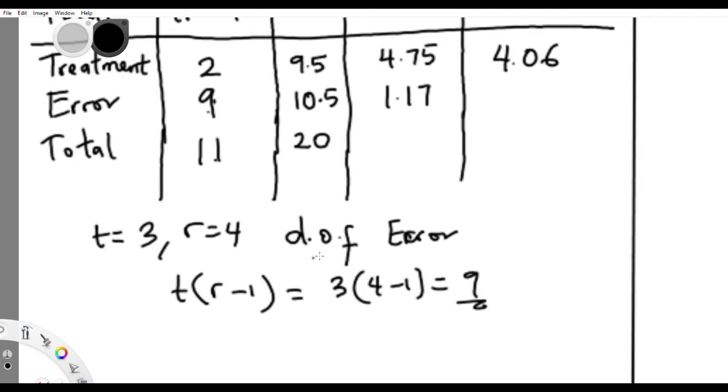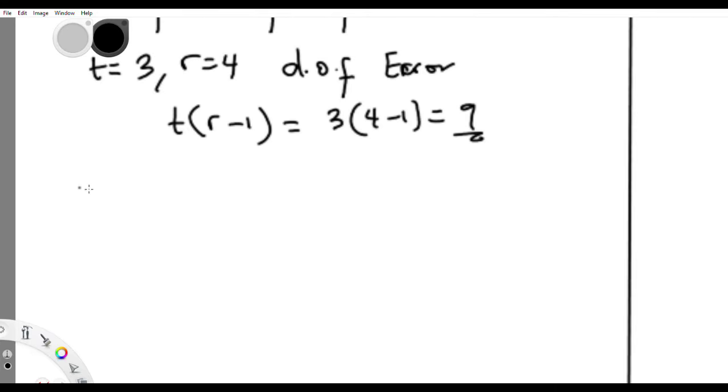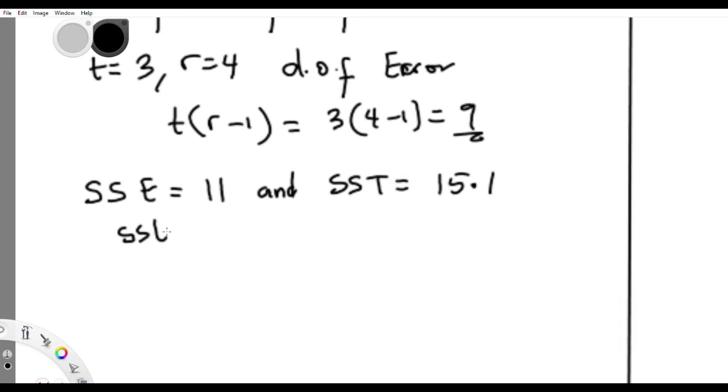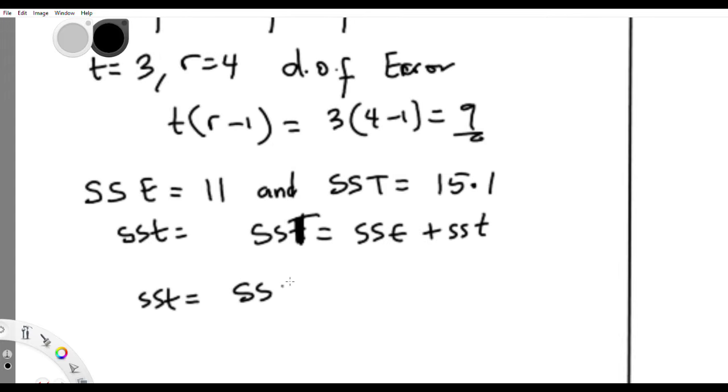As simple as that. Okay, you might also get questions like, if the sum of square error is 11 and sum of square total is 15.1, what is the sum of square treatment? So remember that sum of square total equals sum of square error plus sum of square treatment. So sum of square treatment should then be what? Sum of square total minus sum of square error. So that will be 15.1 minus 11, and that should be what?